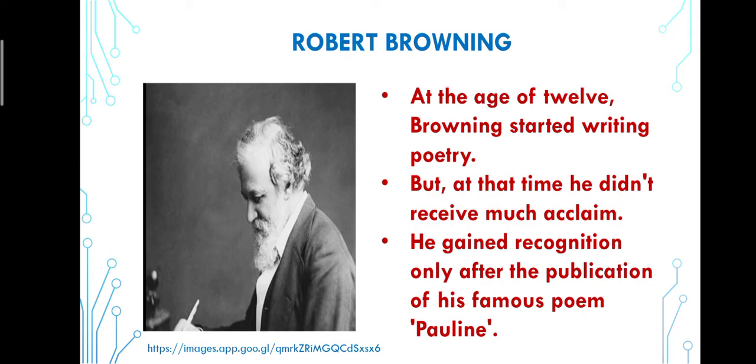Although Robert Browning started writing poetry quite early, when he was just 12 years old, at that time he did not receive much acclaim. It was only after the publication of his famous poem Pauline that he gained some recognition.